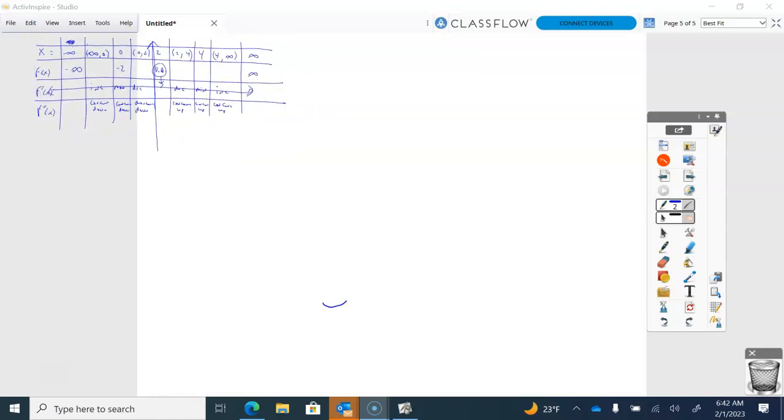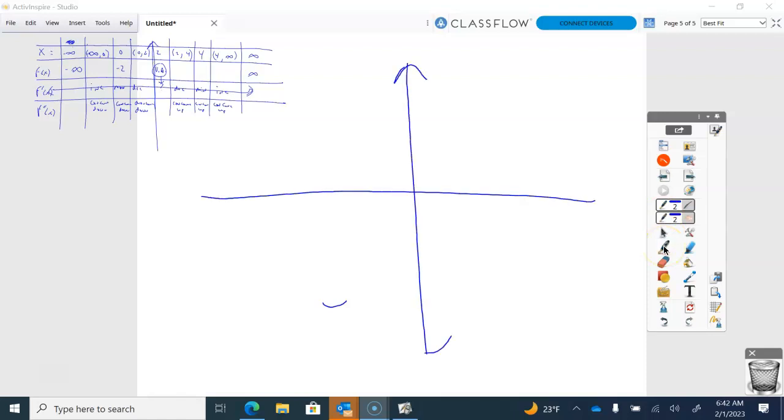Okay, so now I'm going to graph it. Here we go, graphing time. Okay. All right, so at negative infinity, I'm at negative infinity, so I'm down here somewhere. At 2, I'm at negative 2. At 0, I'm at negative 2.